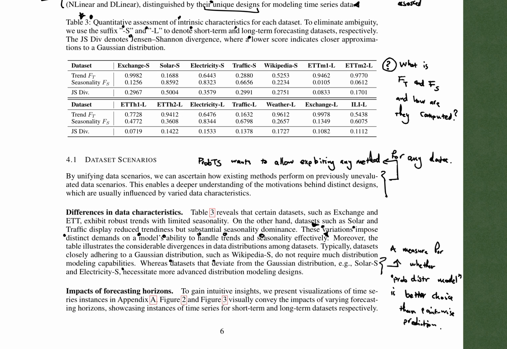You can see that there are datasets such as Wikipedia S, where if you take a look at them, the Jensen-Shannon divergence between them and the Gaussian indicates that they are close, so they don't require super complicated modeling capabilities perhaps for these datasets, and their tasks to be done efficiently. And for example, you have datasets such as Solar S, you can see a larger Jensen-Shannon divergence, and that would technically necessitate possibly more advanced distribution modeling designs to be needed.